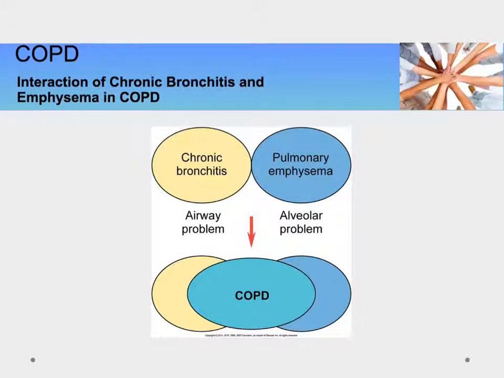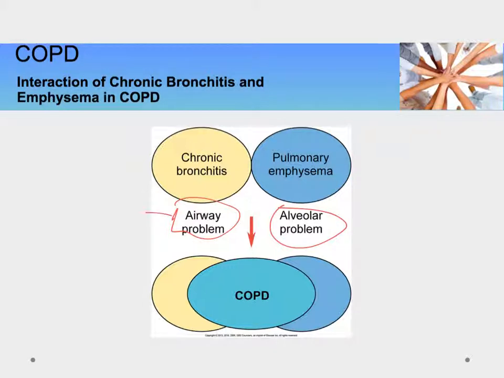This is just a slide to compare and contrast and identify how chronic bronchitis and pulmonary emphysema are together under the umbrella term of chronic obstructive pulmonary disease. Like I said in the slides before, chronic bronchitis is more of an airway problem, and pulmonary emphysema is more at the alveolar level. These are both brought on by the toxic exposure to cigarette smoke typically, and maybe some other environmental exposure as well, but typically it's cigarette smoke.